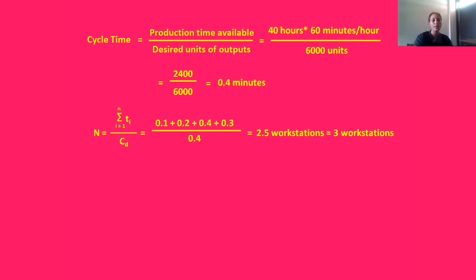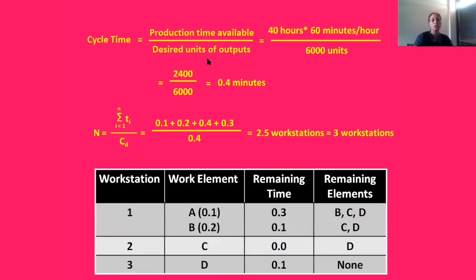Now further, we need to allocate 4 tasks into the 3 workstations. In this table we will understand how. We have to make 3 workstations, which we have calculated here. For the first workstation we have 2 tasks available, A and B. For A the processing time is 0.1, for B the processing time is 0.2. If we allocate the first task, A, to the first workstation, the remaining time would be 0.3, and the remaining tasks are B, C and D.